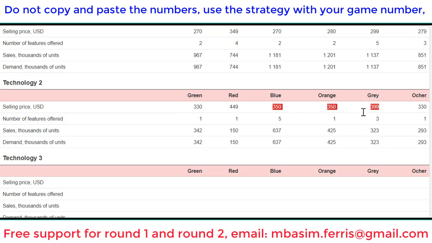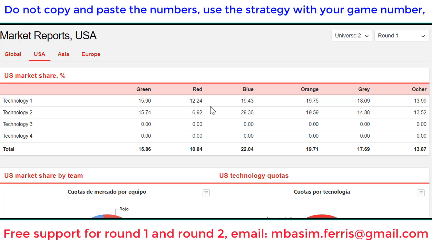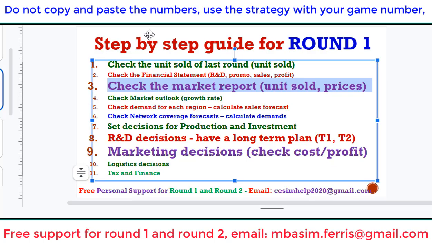But again, do not copy the numbers. I'm showing you the strategy. You can use the strategy, but do not copy the numbers, because the numbers may be different from game to game, from student to student. So the next step is to check the market report to see the unit results and the different levels of price.